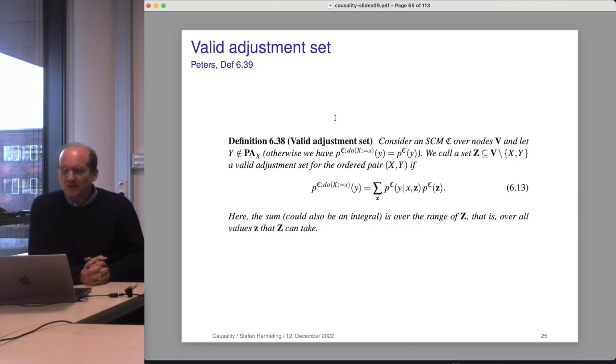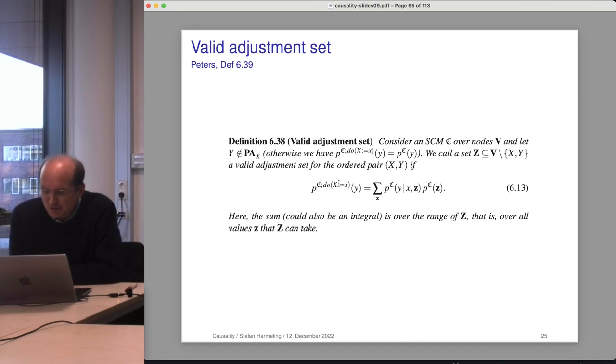So first of all, the definition from Peters: the so-called valid adjustment set is one which fulfills exactly the formula that we've just seen. I copy and pasted it here. I was a little bit lazy, sorry about that, so I should maybe redo this slide. This is just the parent adjustment formula if the Z are the parents. So the parents is one example of a valid adjustment set. The other valid adjustment sets are defined exactly with this equation. So if this equation holds, then Z is a valid adjustment set. It doesn't say anything about whether other valid adjustment sets exist. It just says, if something fulfills this equation, we call Z a valid adjustment set, okay?